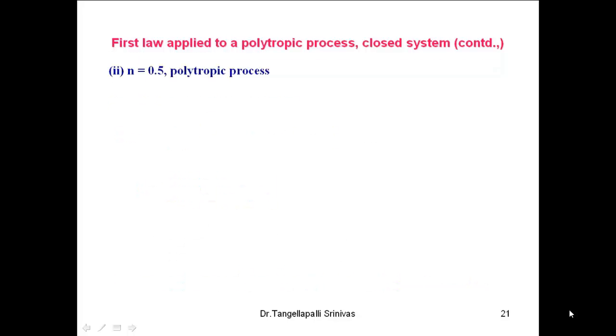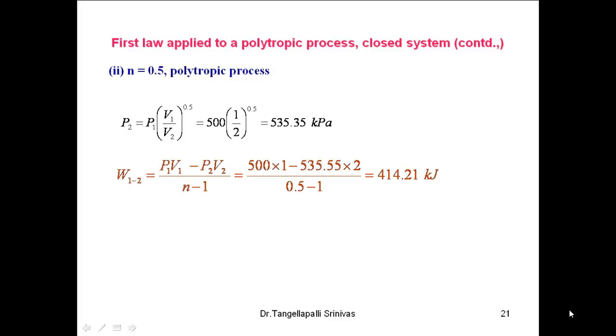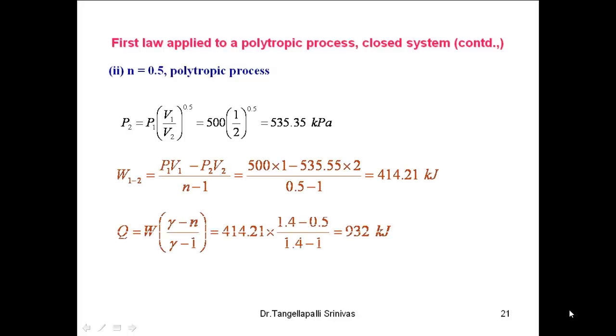In the second case, polytropic process where n is equal to 0.5, the final pressure is 535.35 kilopascal. The work is 414.21 kilojoules. The heat transfer is 932 kilojoules. The change in internal energy is 517.8 kilojoules.